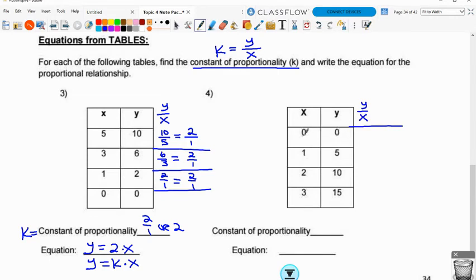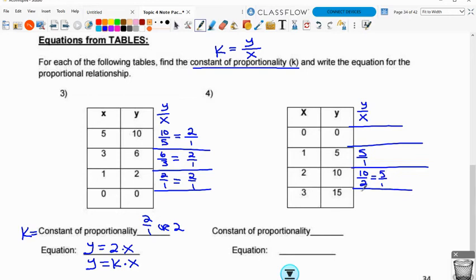Once again, if it's 0, 0, there's no data, so we're not going to set up a ratio for that example. All right, y is 5, x is 1, so it's 5 over 1, which is already a unit rate. Y is 10, x is 2, 10 over 2. Make it a unit rate. 2 divided by 2 is 1. 10 divided by 2 is 5.